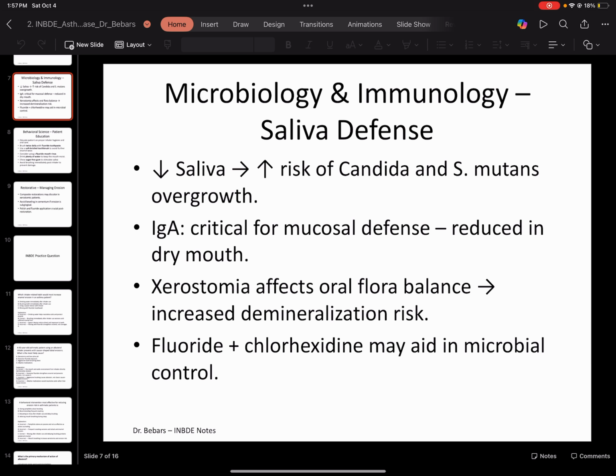For microbiology perspective for patients with asthma, we need to know that low saliva increase the risk of candida and streptococcus mutans overgrowth. IgA is important for mucosal defense, and it's reduced for patients with asthma or dry mouth in general. Xerostomia affects the flora balance, increasing the risk of decalcification. So fluoride chlorhexidine recommended in microbial control.